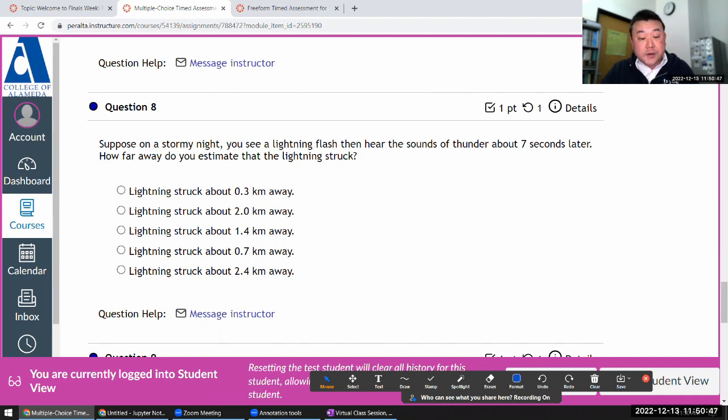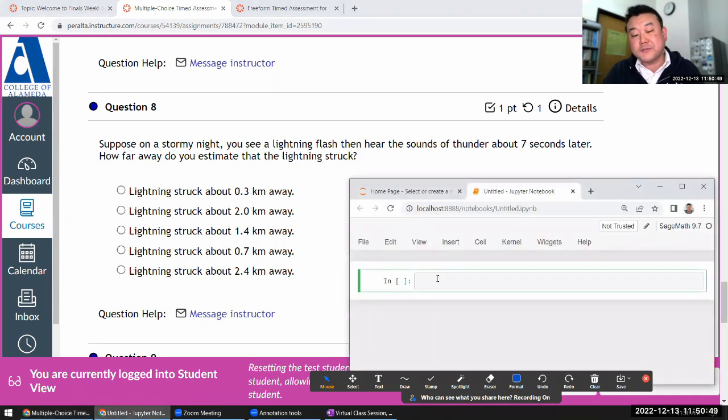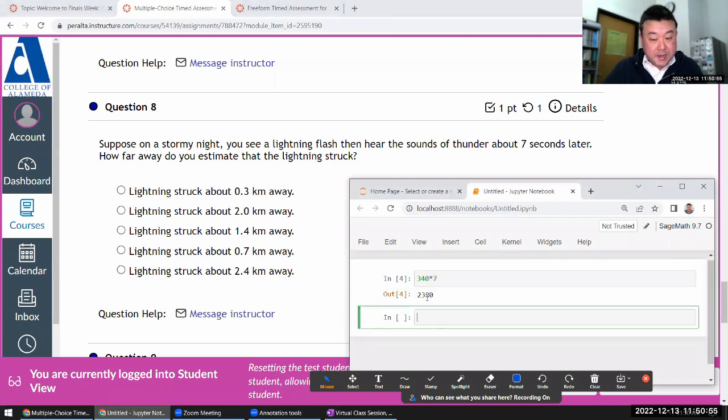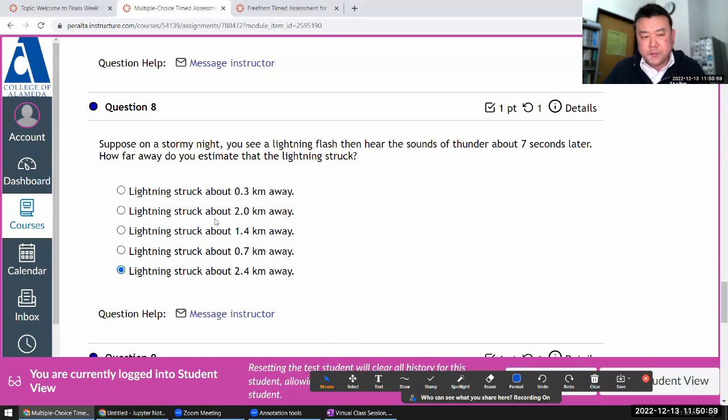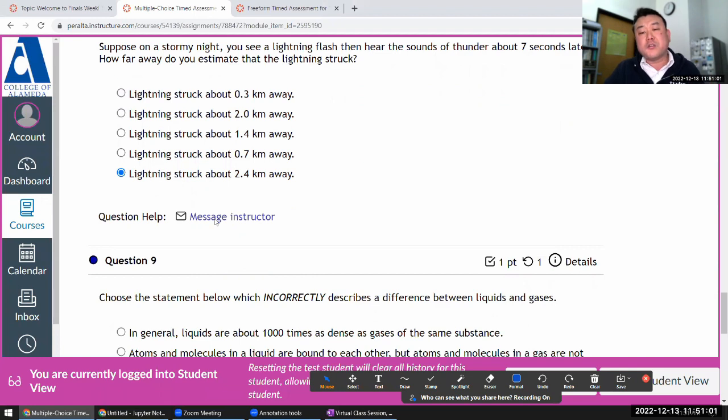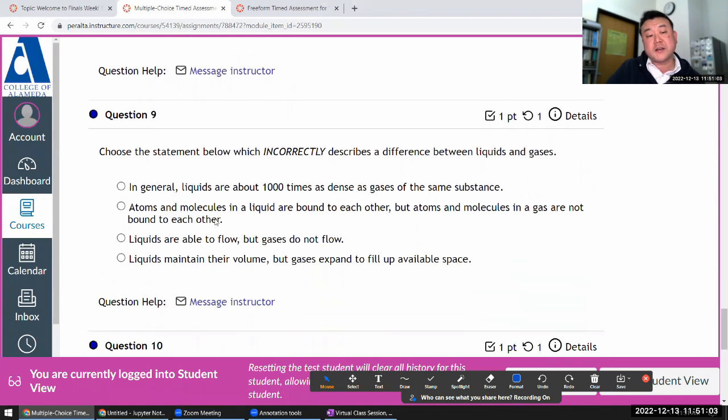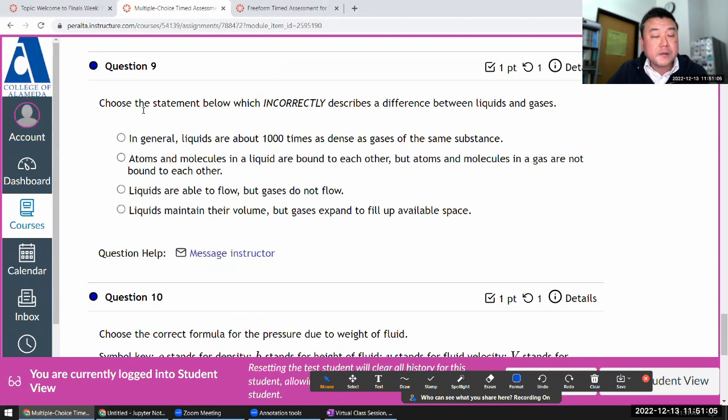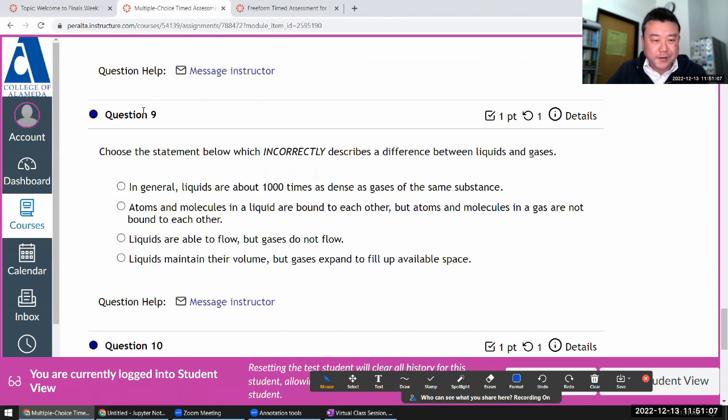And it's nice if you have this number memorized. Speed of sound is about 340 meters per second. So multiply that by the number of seconds to get this: 2.4 kilometers away. That should be about the distance the sound had to travel to come to you in 7 seconds. Yeah, I guess that's a number calculating question.